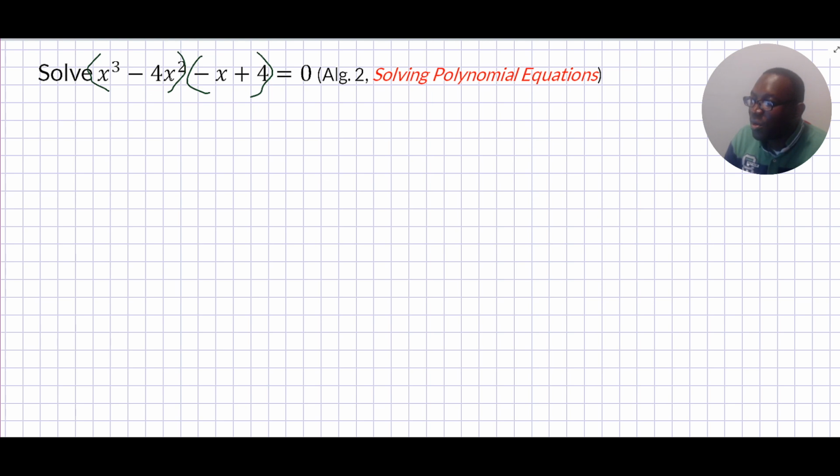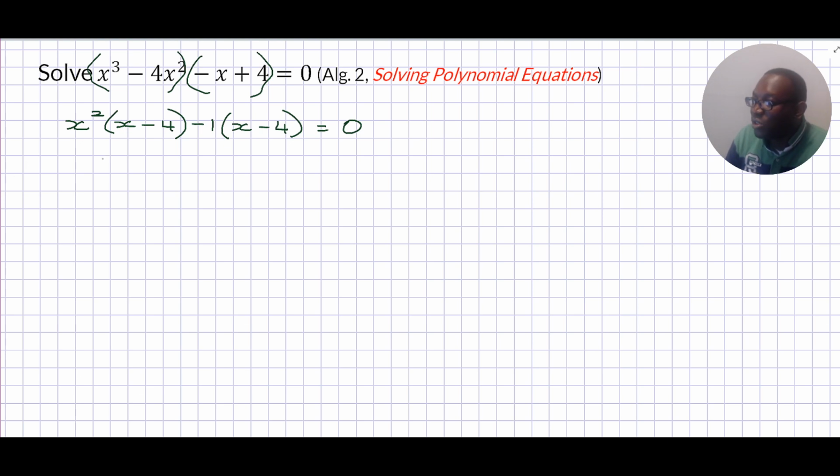So our greatest common factor here is going to be x squared. So we have x squared, and then you divide each of the terms in here by x squared. So you have x minus 4, and then the greatest common factor here is going to be minus 1, and then you have x minus 4. This is equal to 0.